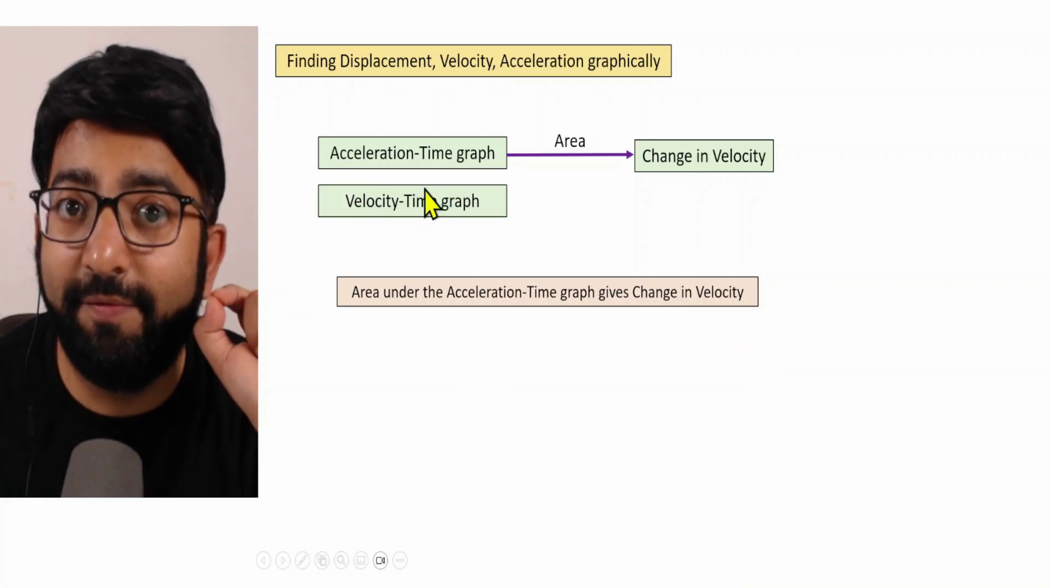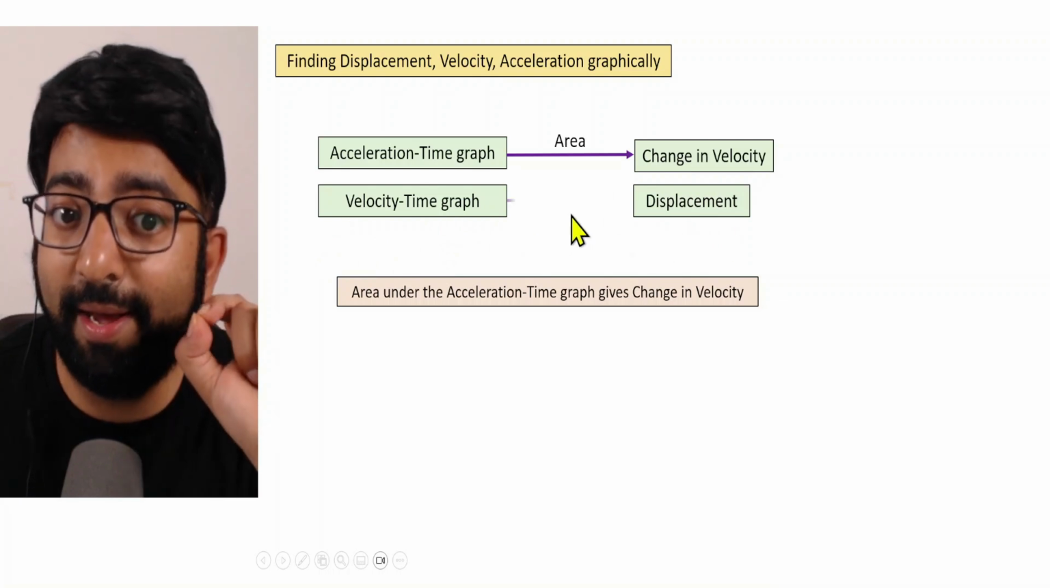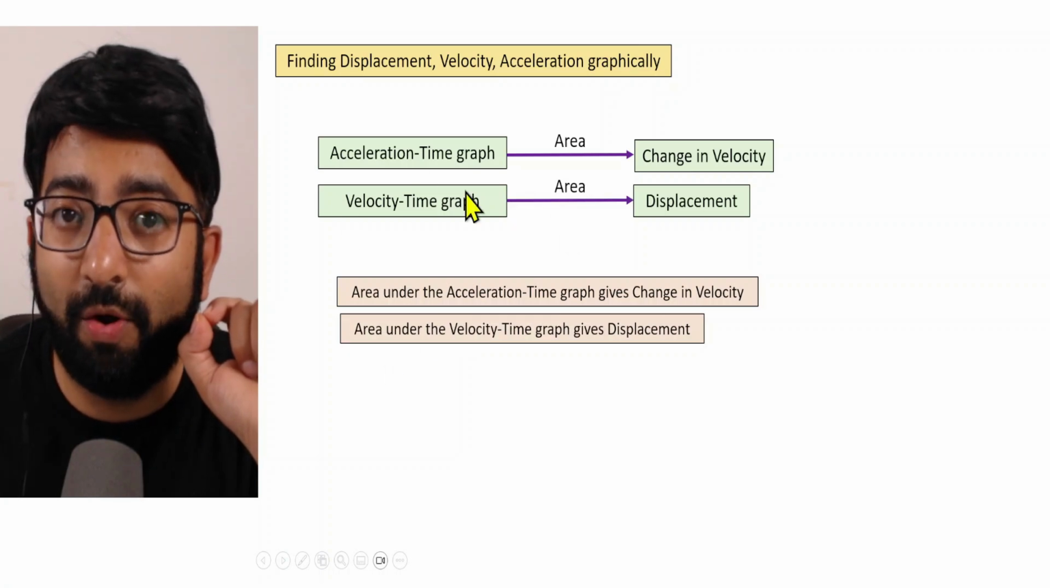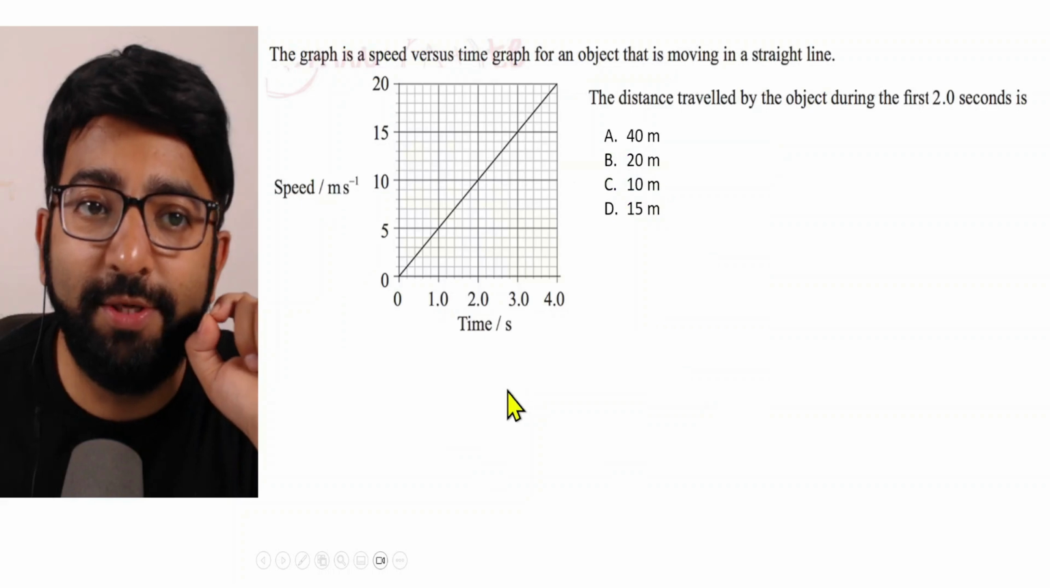Secondly, if the question gives us a velocity time graph and we are supposed to find displacement, again we'll do area under the graph. So the statement is, area under a velocity time graph gives us displacement. And let's solve a question based on this principle.